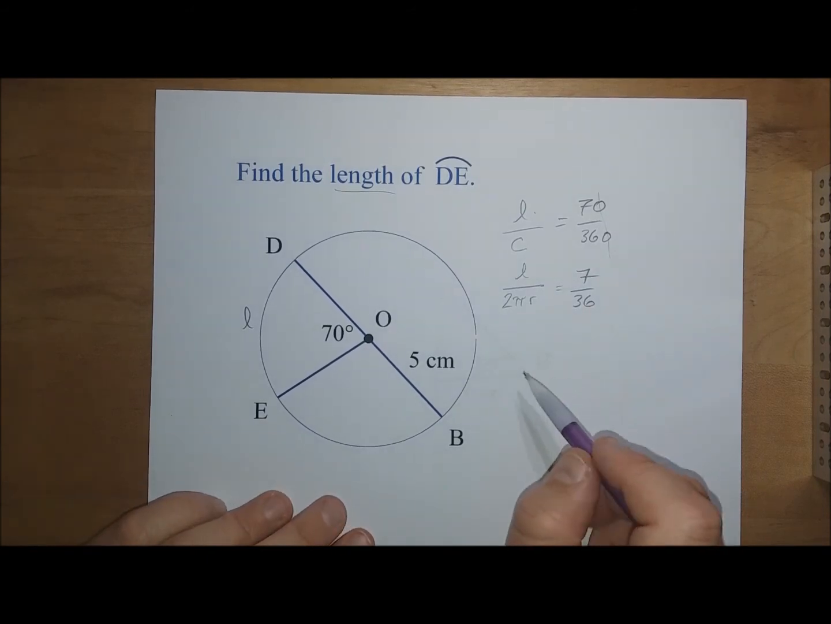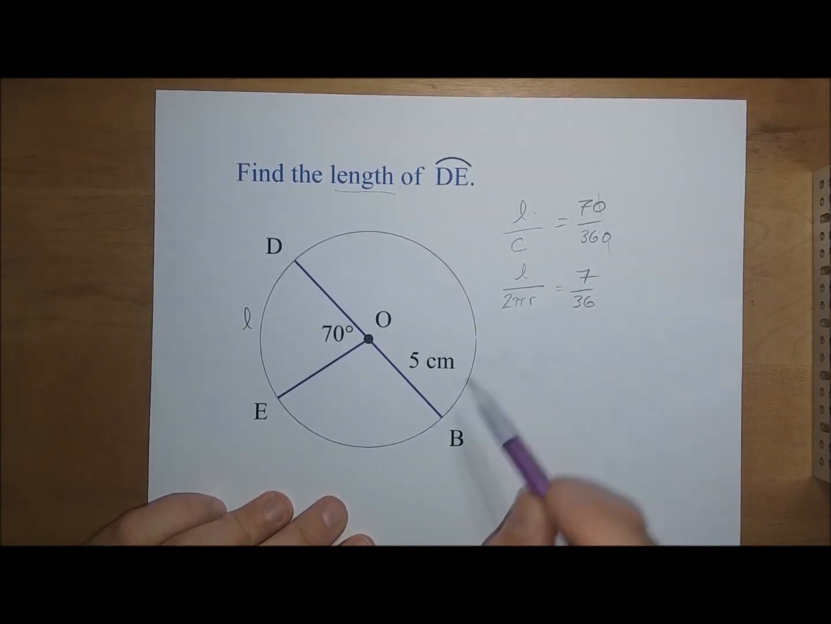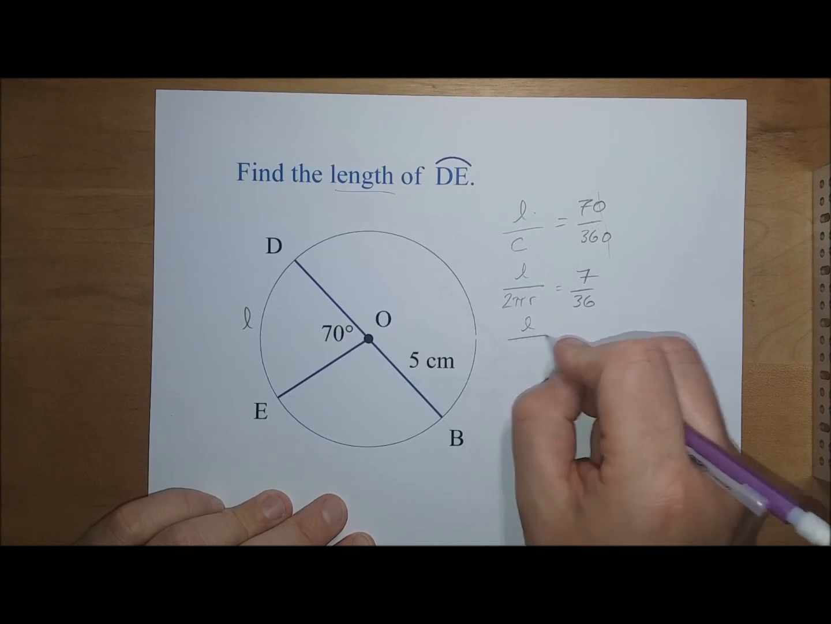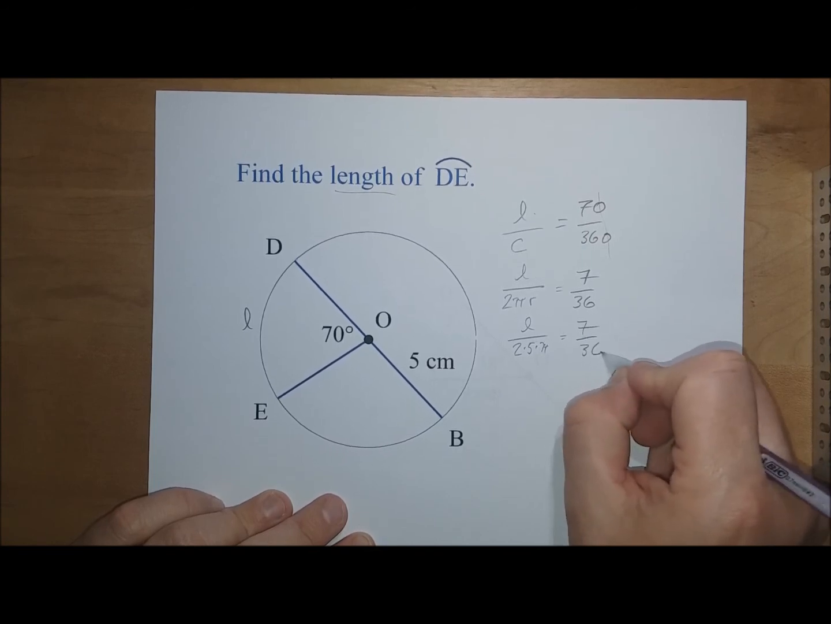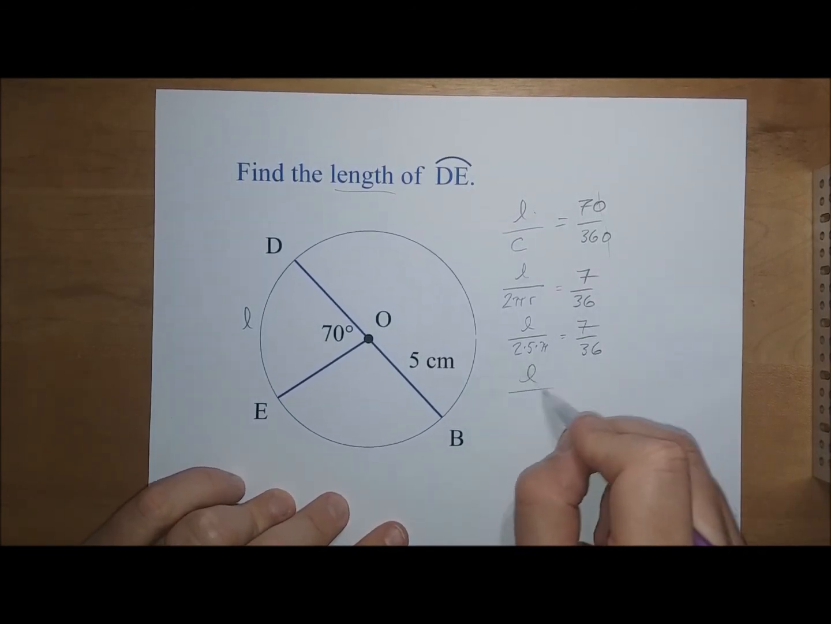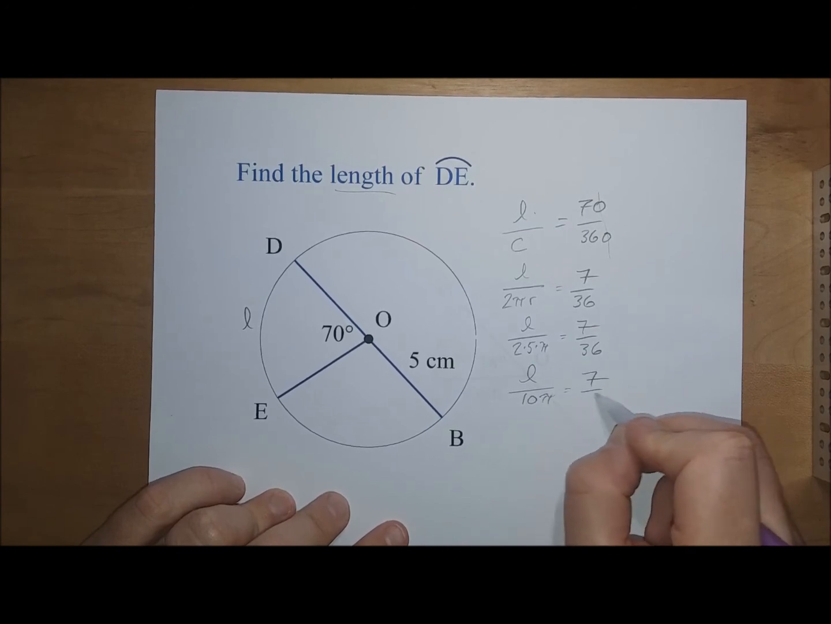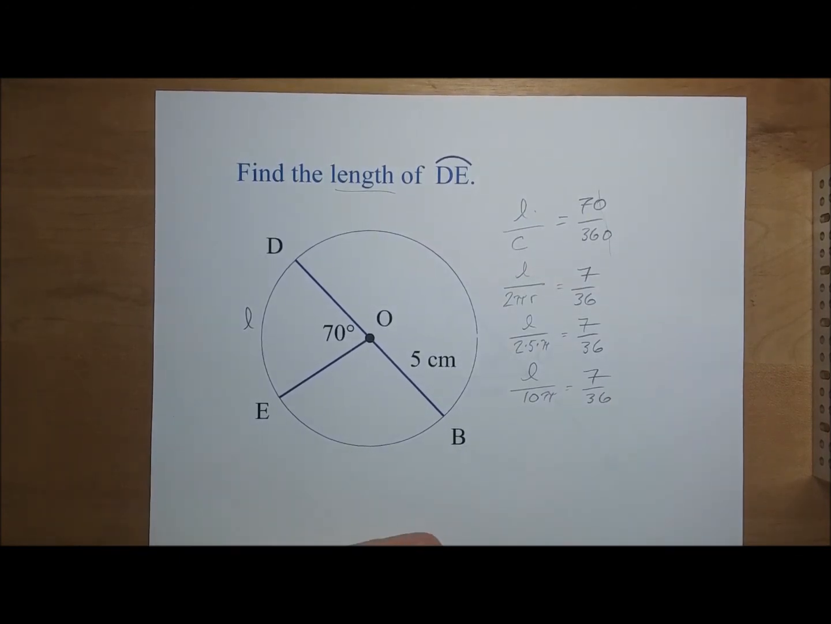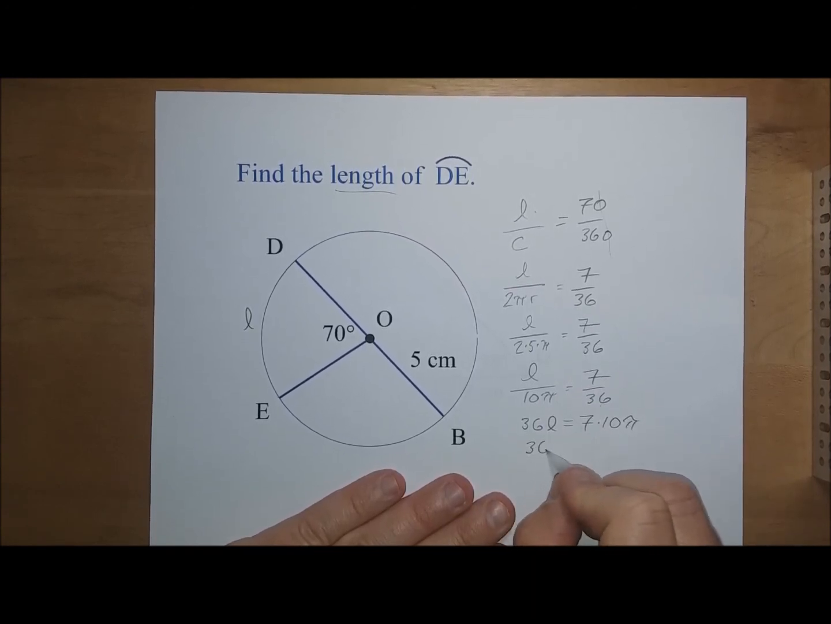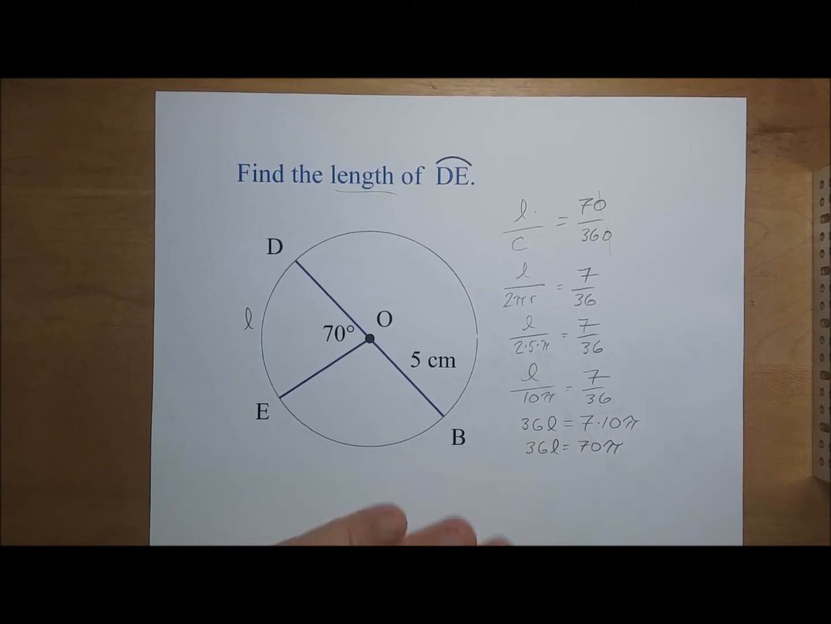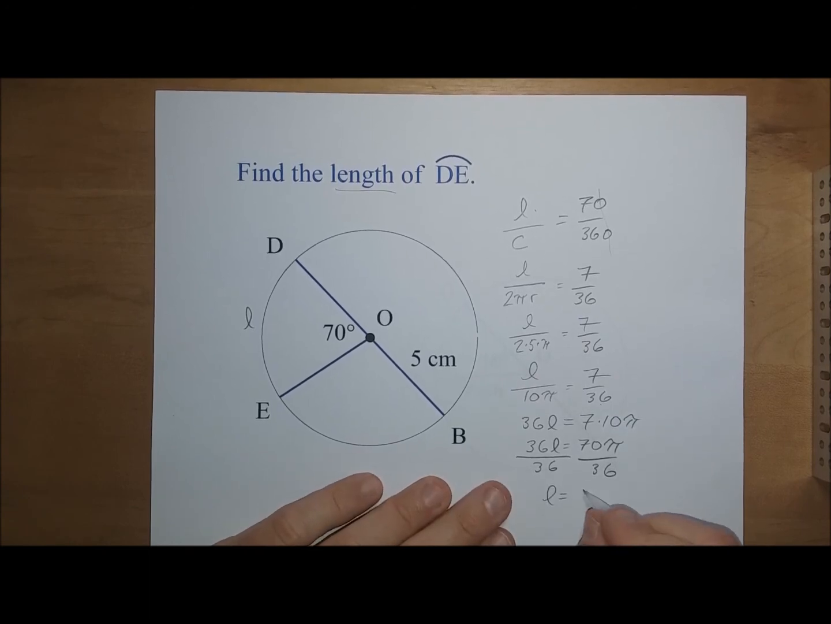Good. And let's plug in, what do we know about the radius of this circle? Here they're telling us OB is 5 centimeters. Okay, that's our radius. So L over 2 times 5 times pi equals 7 over 36. Yes, don't forget, pi is dessert, leave it for last. So we get L over 10 pi equals 7 over 36. Good, what are our cross products going to be? 36L equals 7 times 10 pi, so we get 36L equals 70 pi, and I can go ahead and divide both sides by 36 to get L equals 70 over 36 pi.